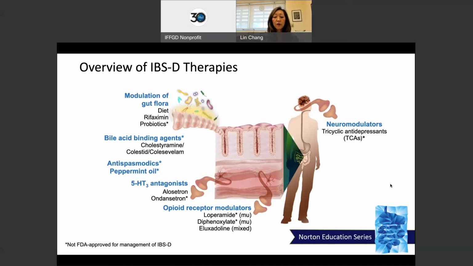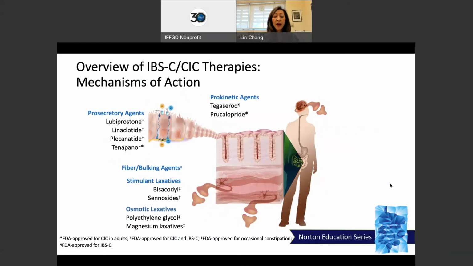There are also 5-HT3, or serotonin type 3, antagonists that can reduce symptoms of IBS with diarrhea. And then we have opioid receptor modulators that work peripherally and can help reduce diarrhea and in some cases pain. Neuromodulators can target the central nervous system as well as the gut and can reduce symptoms of IBS with diarrhea, like pain and diarrhea. Next slide.